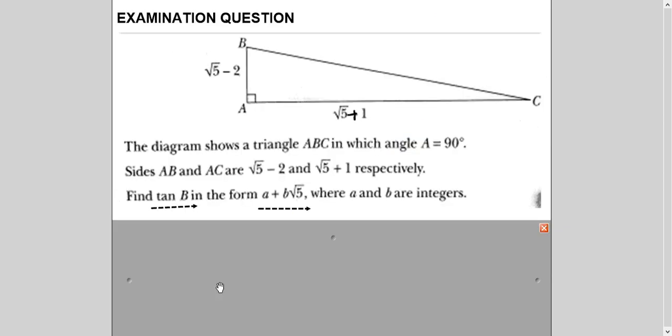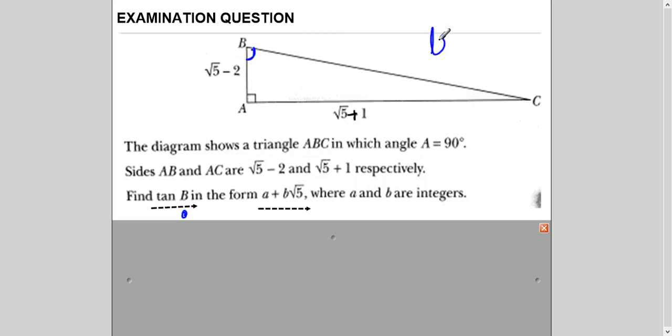Now, last example, and then after this, it will finish. So the question says this triangle is given to you. This symbol means 90 degrees. It is given here also. Two sides are given to you. Now you have to find out tan B. Now focus, tan B. It means he's talking about this angle. And you have to bring the answer in this form.